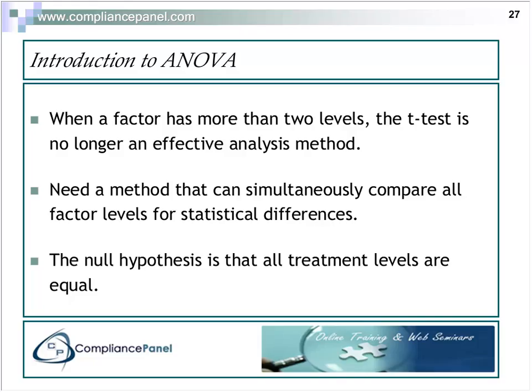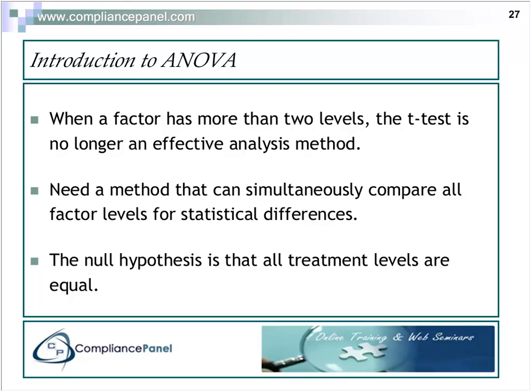As I talked about with the Plackett-Burman, it's there to screen. It runs in multiples of 4. Okay. So in the introduction to ANOVA, when a factor has more than 2 levels, the t-test that we talked about at the beginning is no longer an effective analysis method. We need a method that can simultaneously compare all the factor levels for statistical differences. And in this case, we use what is called analysis of variance, which gives us a null hypothesis that all treatment levels are equal.